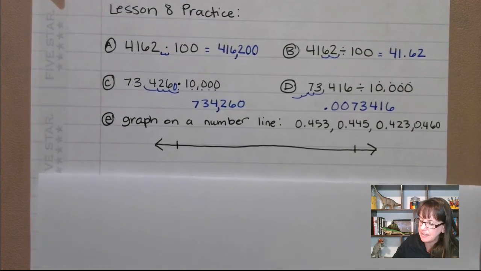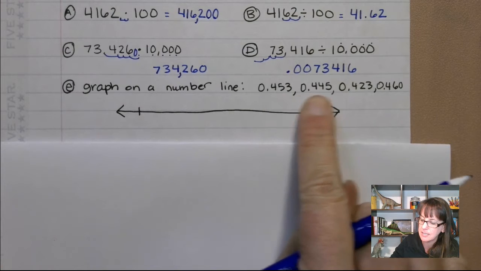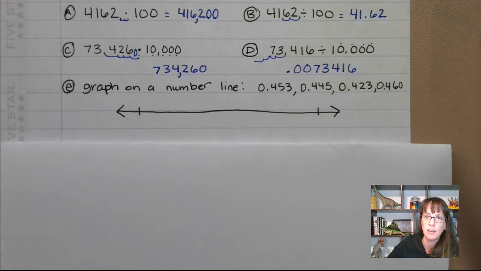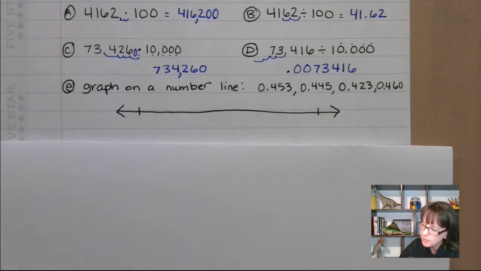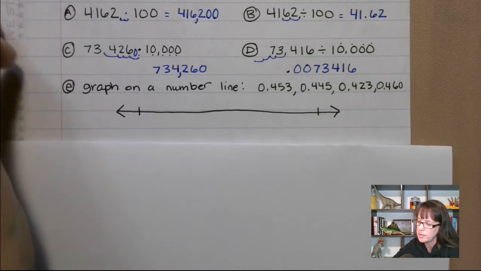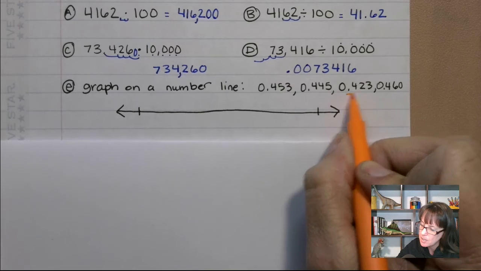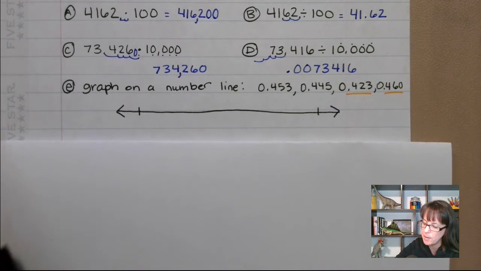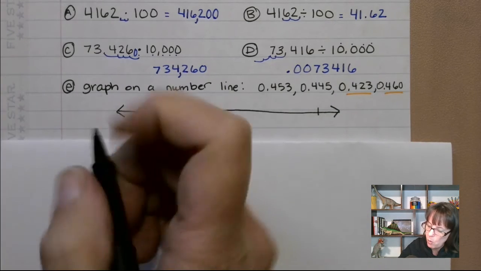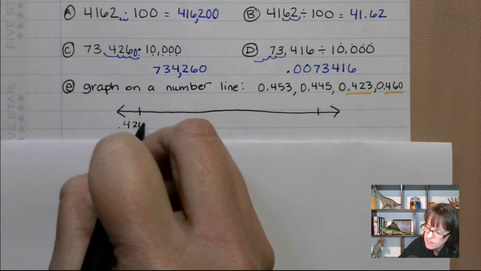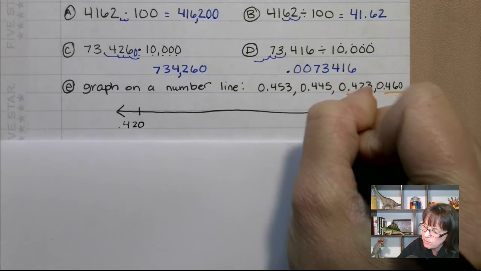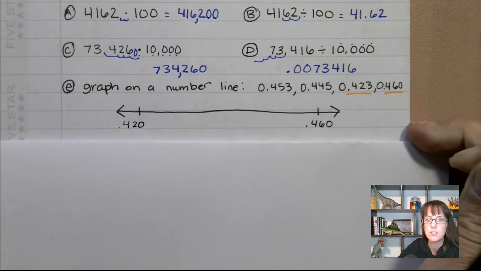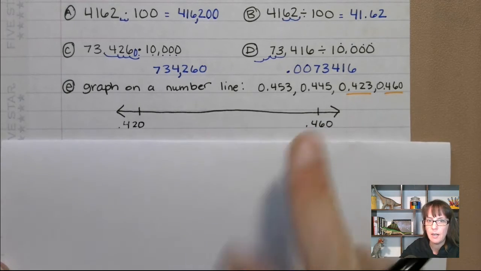All right, let's graph these guys on a number line. Now, conveniently, they are already put in here for us. They each have 3 digits behind the decimal, okay? So for this guy, what I'm gonna do is say, looks like our smallest one is 423, and our biggest one is 460. So I'm gonna say this is 0.420, and then I'm going to say this guy is 0.460, like that. So that way I can make it a little even.